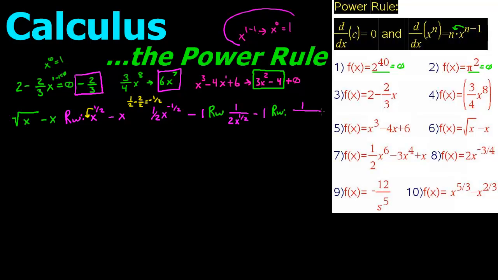That is the same thing as saying 1 divided by 2 times the square root of x, because x to the 1/2 is the square root of x, minus 1. Okay, so that is probably the most preferable form your teacher would like for that kind of problem. Okay, so on to number 7.